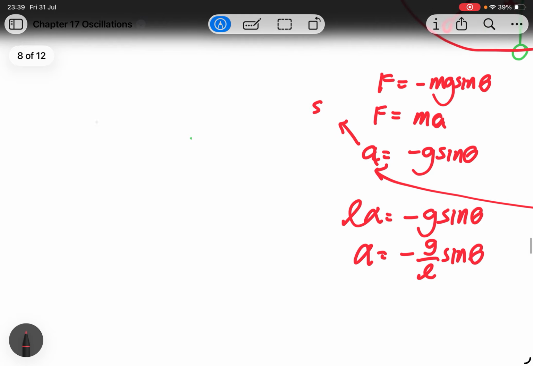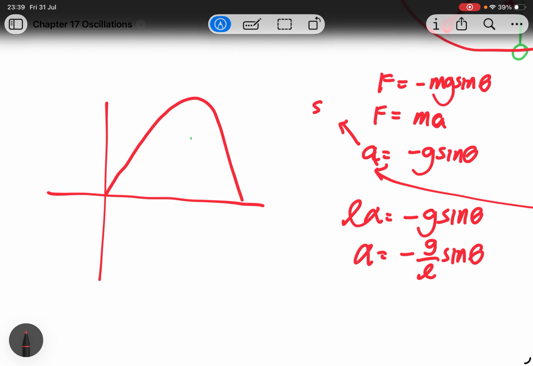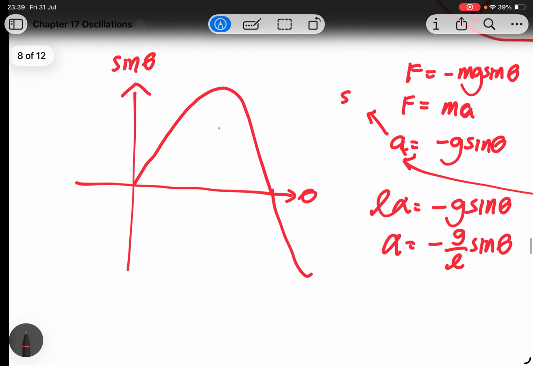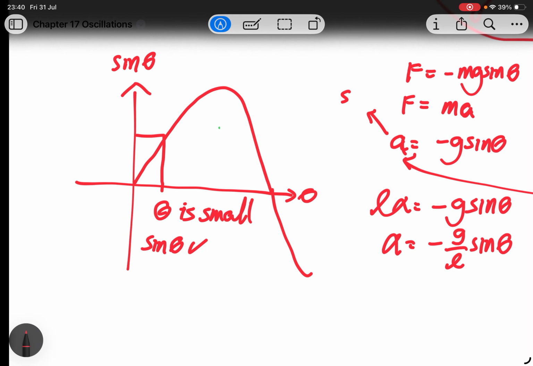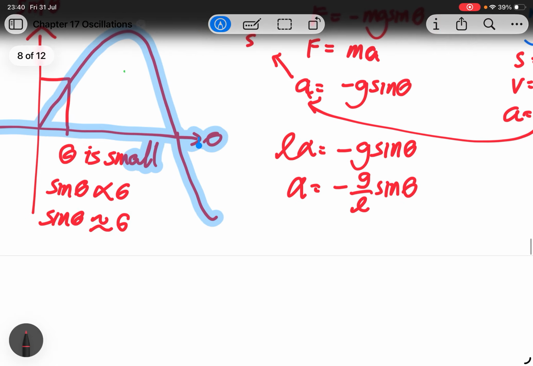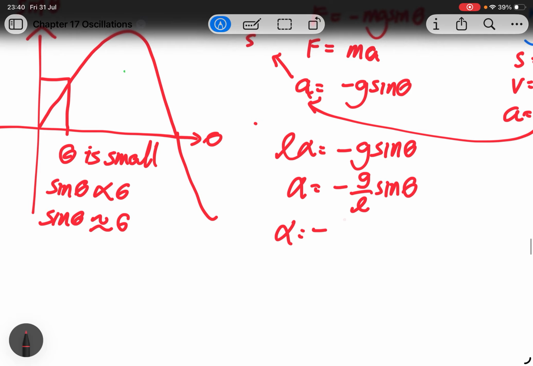Now, another interesting thing. If I plot a graph of sine theta against theta, you can see that when the angle is small, sine theta is directly proportional to theta. So you can say that sine theta equals theta. So I can write it as alpha equals negative g over L theta.